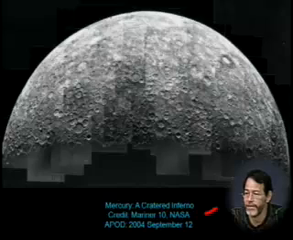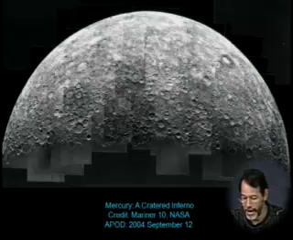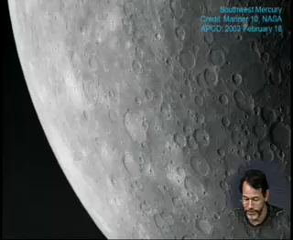Surprisingly, Mercury looks a lot like the moon. So you would know you were on Mercury and not the moon because it would be a lot hotter and the sun would be a lot brighter. But there's still lots and lots of craters. It is a barren, hot, cratered world.